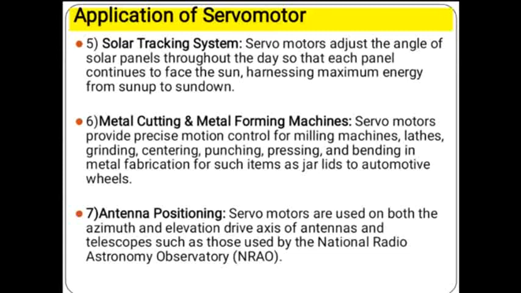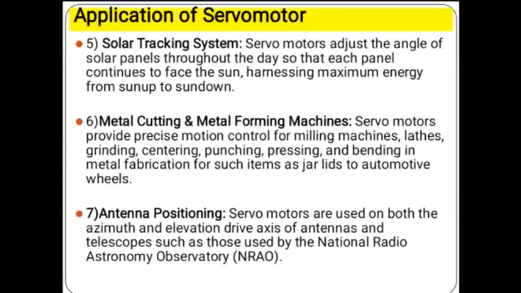The next application is the solar tracking system. In this system, the servo motor adjusts the angle of solar panels throughout the day so that each panel continues to face the sun, harnessing maximum energy from sunup to sundown. The next application is metal cutting and metal forming machines. In this case, the servo motor provides precise motion control for milling machines, lathes, grinding, centering, punching, pressing and bending in metal fabrication for such items as jar leads to automotive wheels.